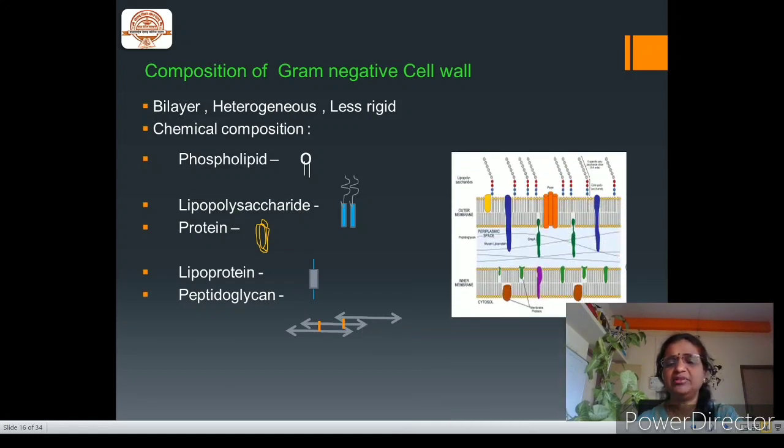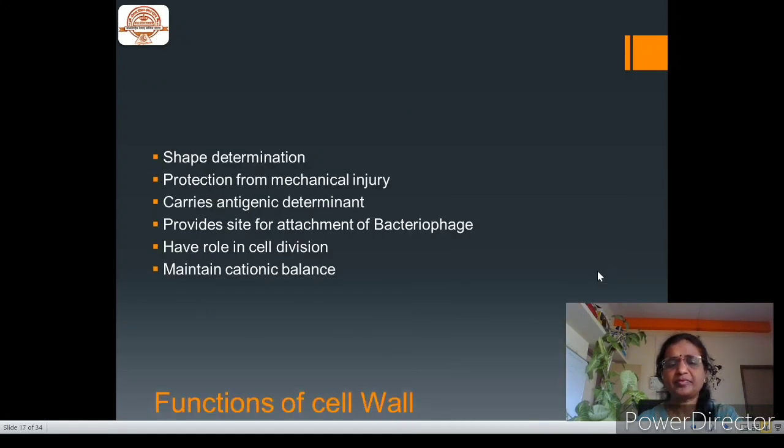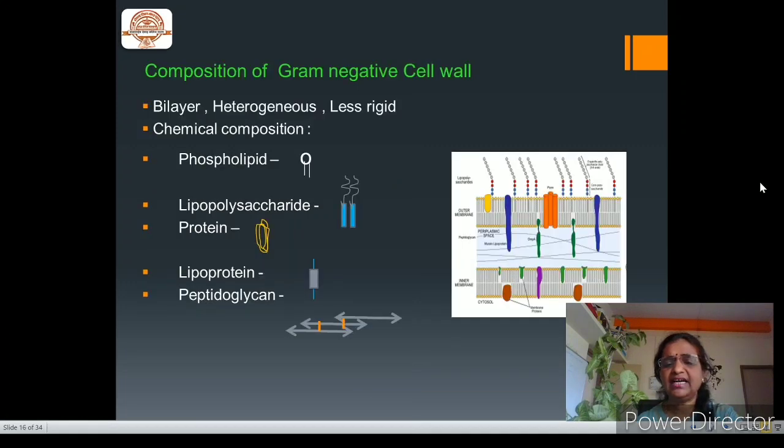Now this is the arrangement of all these chemical constituents in case of the gram negative cell wall. First is the phospholipid, which, as I told, forms the bilayer. Here these are the two layers. This is the outer layer and this is the inner layer.